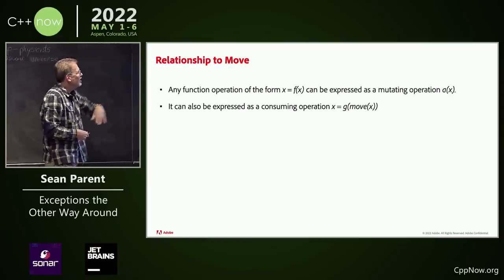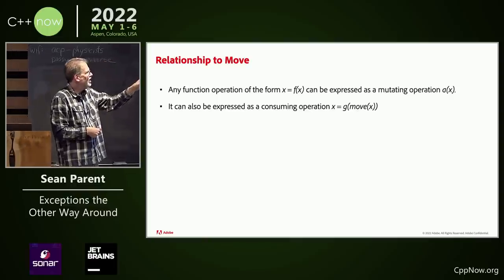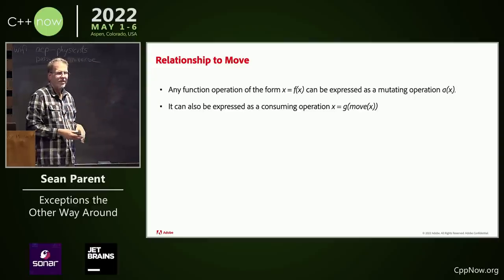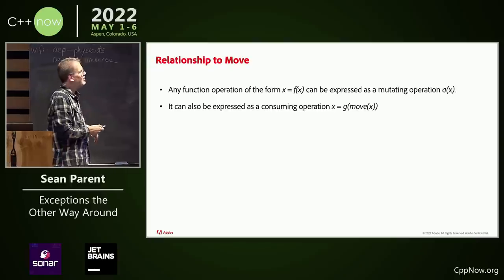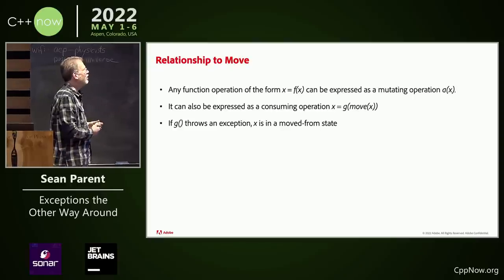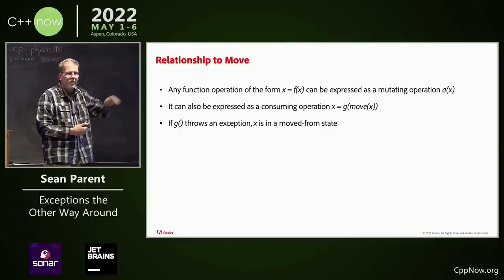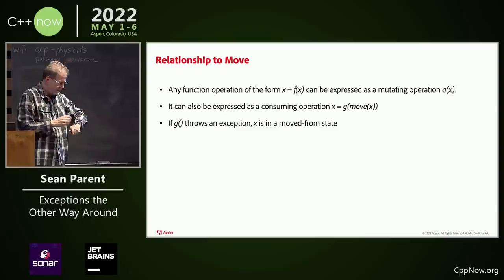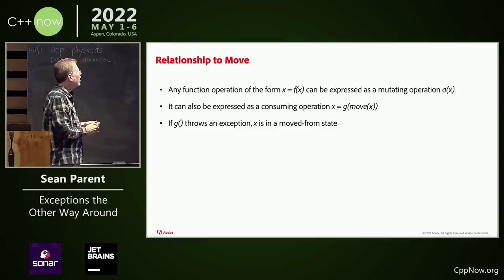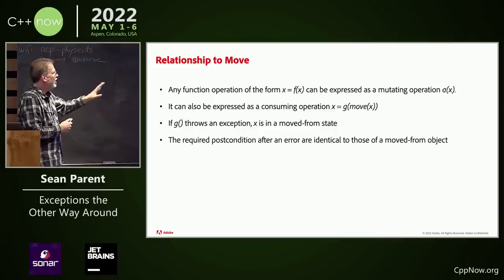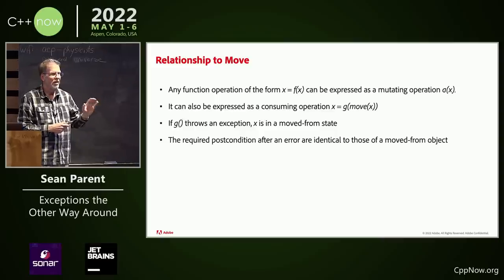Such a thing can also be expressed as a consuming operation, x equals g of move of x. Everybody following? If g throws an exception, x is in a moved-from state. It just is. The required postconditions after an error are identical to those of a moved-from object.